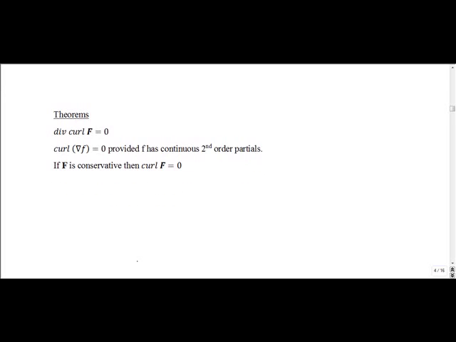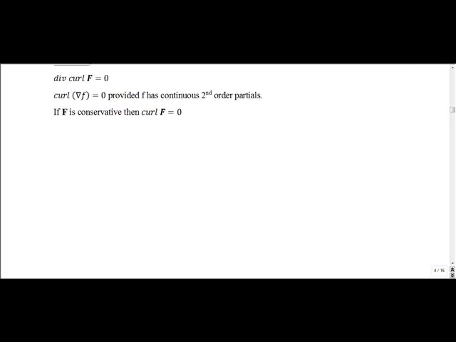Yes, div is a scalar. It's just a quantity. It measures the rate of change of flow. All right, so we'll go into that again a little later. But let's move on.